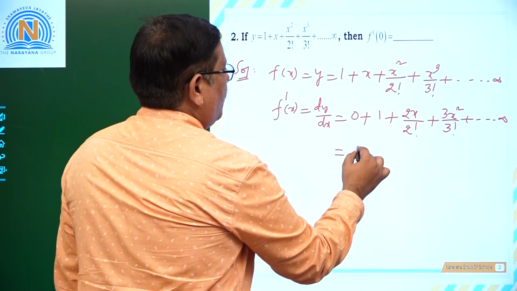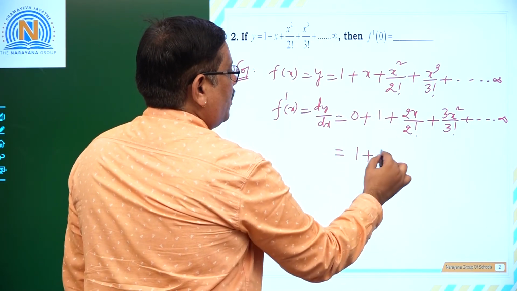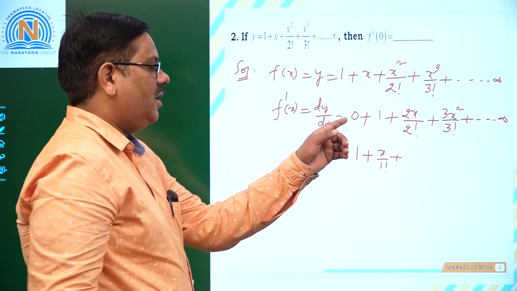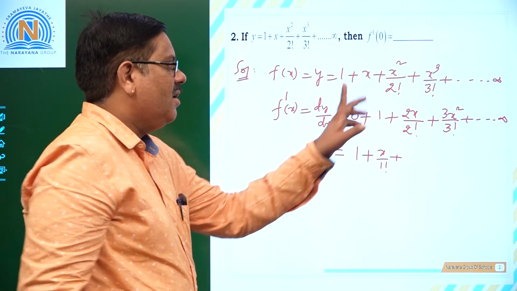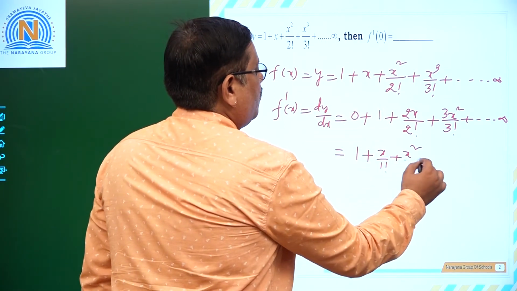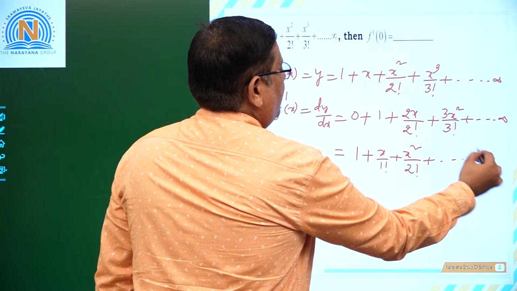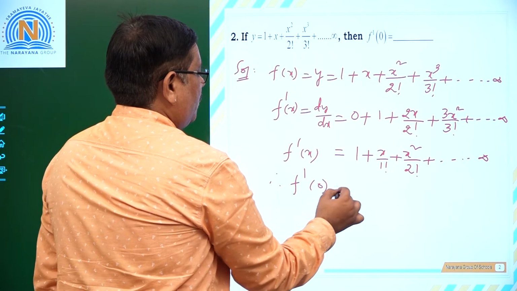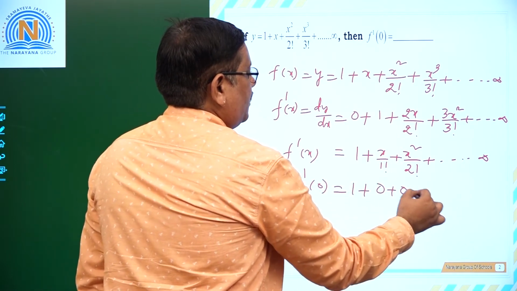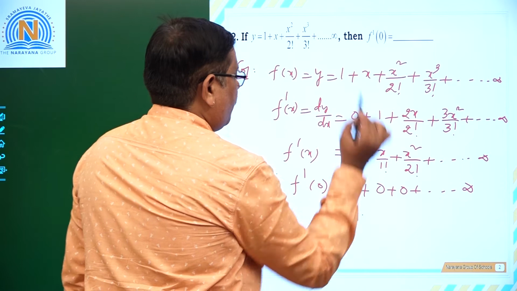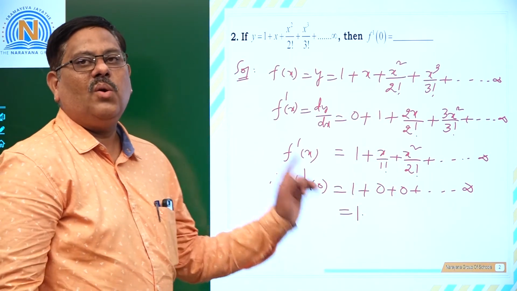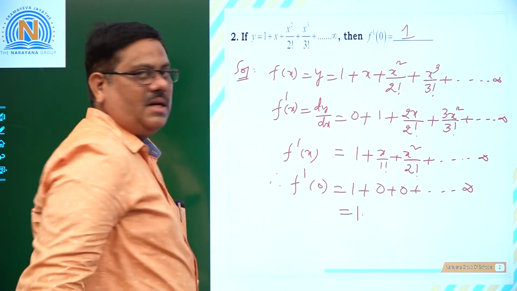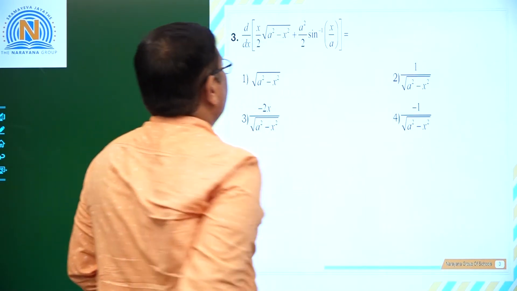So that is otherwise 1 plus 2 by 2 factorial, that is x by 1 factorial, plus here 3 by 3 factorial means 3 factorial we have given as 3 into 2 factorial. 3 cancels, so that is x square by 2 factorial plus so on up to infinity. This is the value of f dash of x. Now what do you need now? f dash of 0, that is 1 plus 0 plus 0 plus so on infinity, that is nothing but 1. So f dash of 0 value is how much now? 1. So f dash of 0 we can take as 1 here. That is the second. Now let us see the third question.